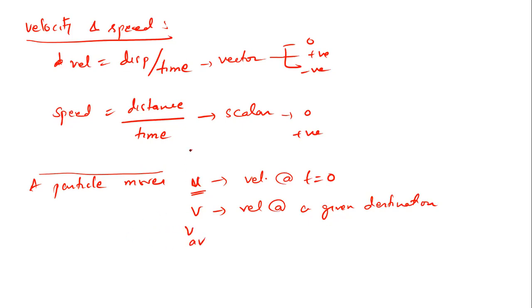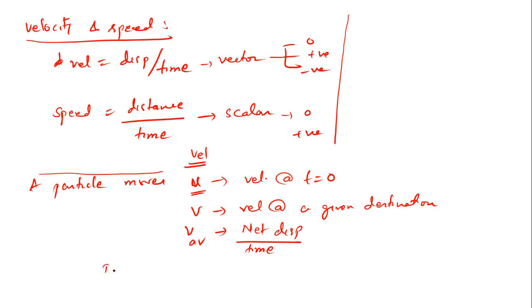I'm only talking about velocity here, not about speed. Speed, I will write separately. Average velocity gives me the net displacement divided by total time taken. Remember, this is not (u plus v) by 2. You cannot use that here. You have to just use net displacement divided by time taken, because (u plus v) by 2 is applicable only under one circumstance. When we come to acceleration, I'll tell you about this. So you have initial velocity, final velocity, and average velocity.